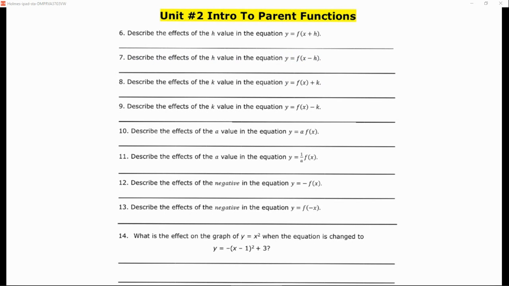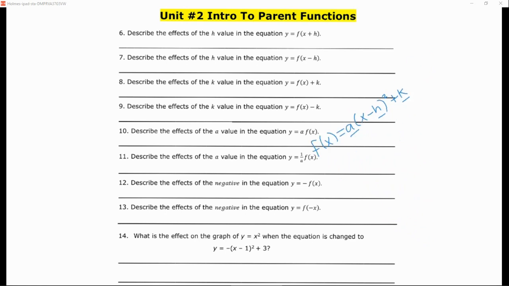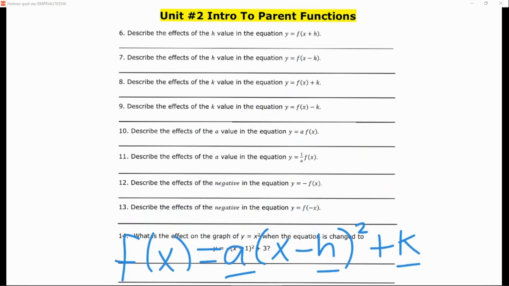So here we want to describe what are the effects of these letters. Now, in general, I'll write it here sideways so you can see it. The general form of these functions is f of x equals a times (x minus h) squared plus k, where a, h, and k are the variables that we want to study, that we want to discuss and talk about. Let me move this a little bit so you guys can see it. This is the general function that we want to be able to talk about.